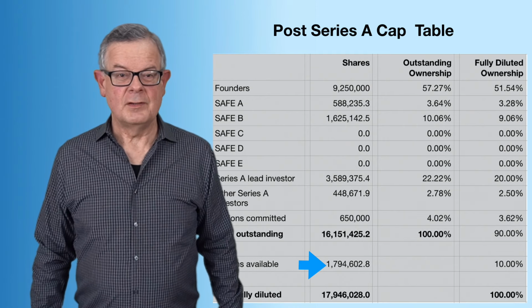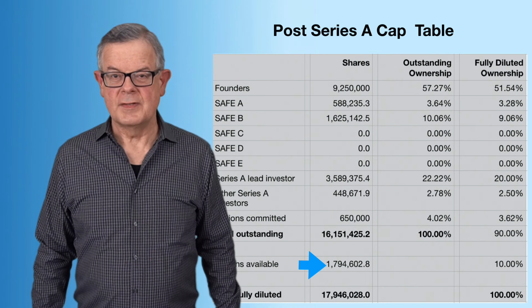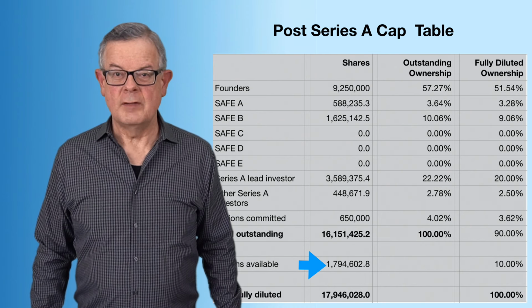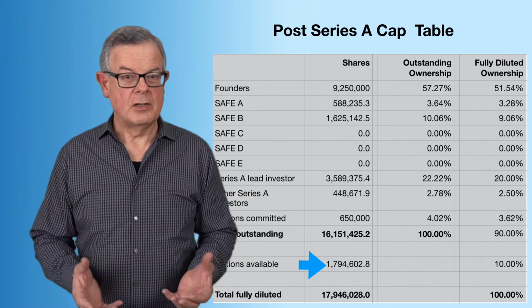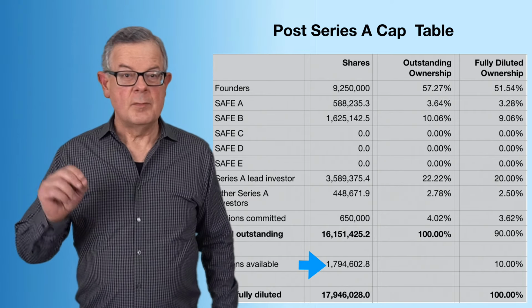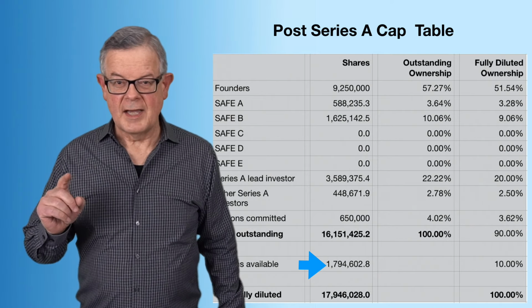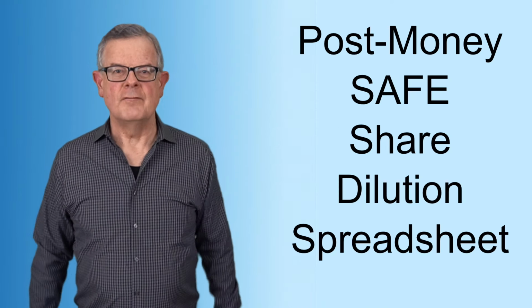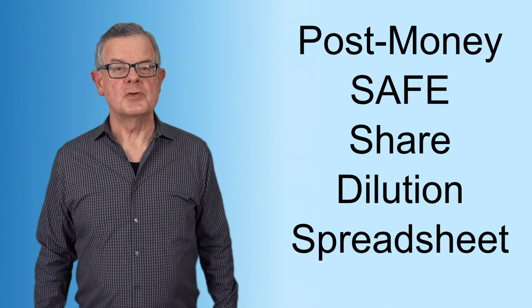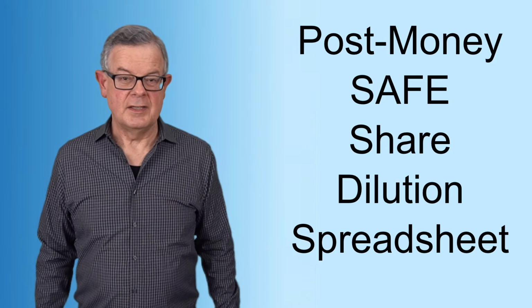So that's it. Fully diluted 17.946 million shares, and our founders are down to 51.54%. And you now, of course, can download the spreadsheet and experiment with up to 5 different post-money safes and see what impact they might have on your dilution. That's it for our discussion of the post-money safe share dilution spreadsheet. I hope this was useful. Hope you find the spreadsheet to be useful.